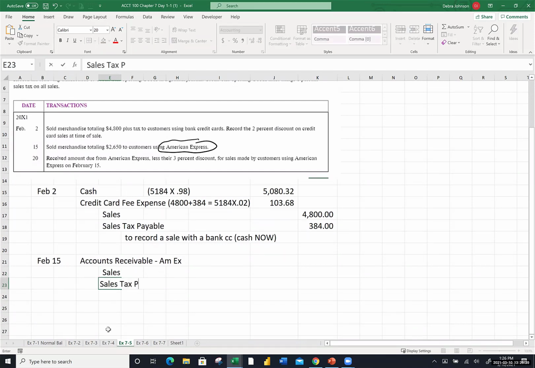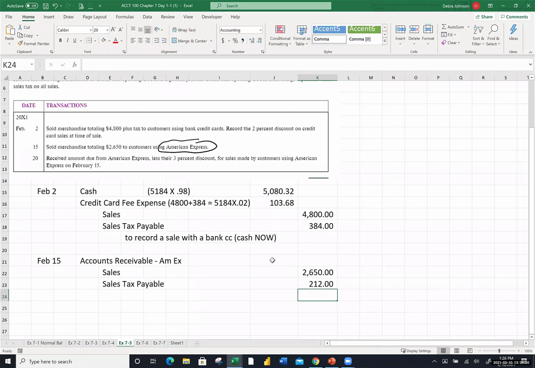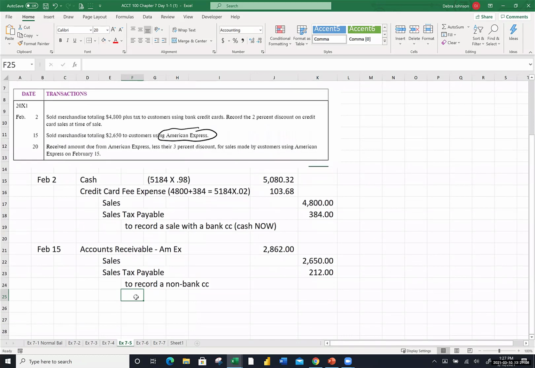Sales and sales tax payable. Okay, 2650, 8%. And then the sum of that, if you want to add them up, I think that's what you'll get. And then it usually takes a week or two for American Express checks to come in. In this case, it's only 5 days later.